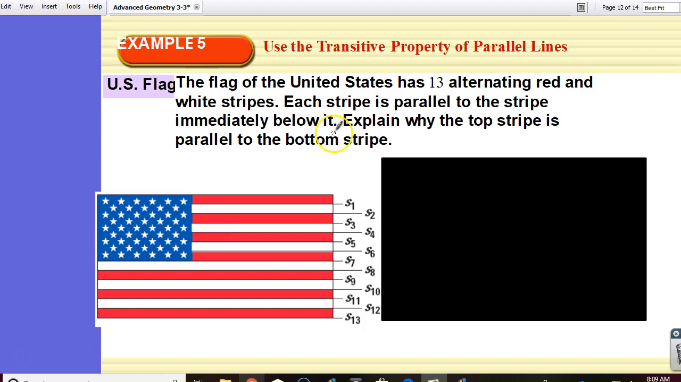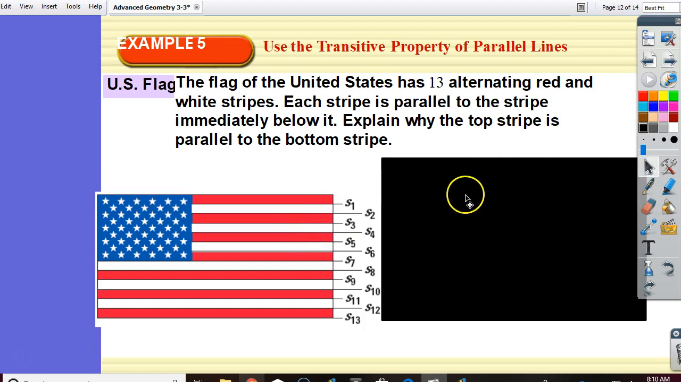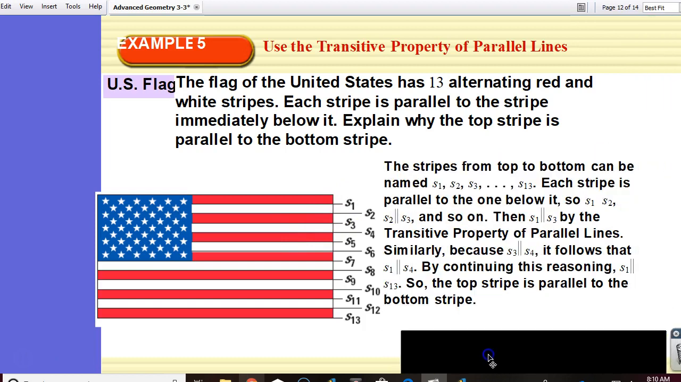So for this, it's like, okay, stripe 1 is parallel to stripe 2. Stripe 2 is parallel to stripe 3. Therefore, stripe 1 is parallel to stripe 3. Stripe 3 is parallel to stripe 4. Like, you keep going on and on and on, and it just bothers me that you have to do it that way. It's just really, really annoying. So, does that make sense, guys?